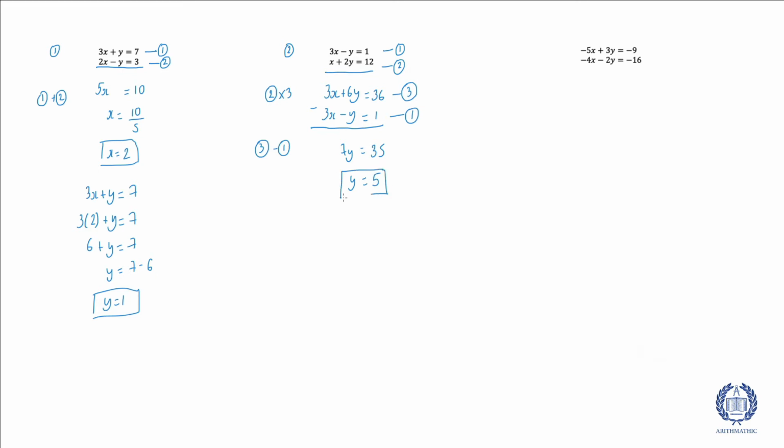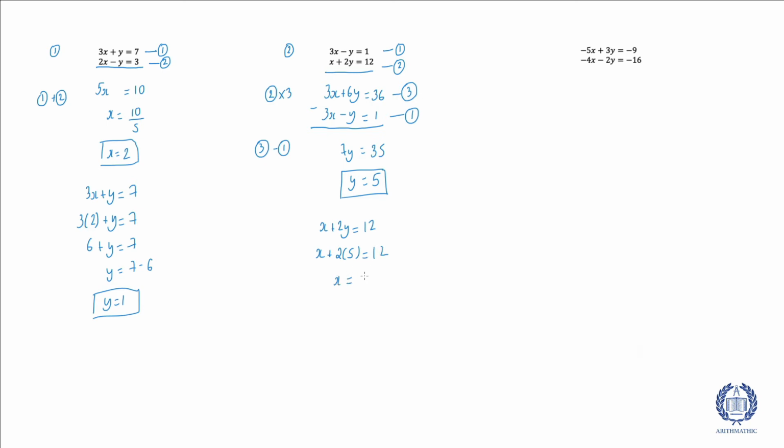So I've got my y value, and we're going to do the same thing. Substitute this in equation 1 or 2. Your choice. I'm going to put it in 2 this time. So I'm going to say x plus 2y equals 12. So that means x plus 2 times y, which is the same as saying 2 times 5, because I know my y value is 5, equals 12.